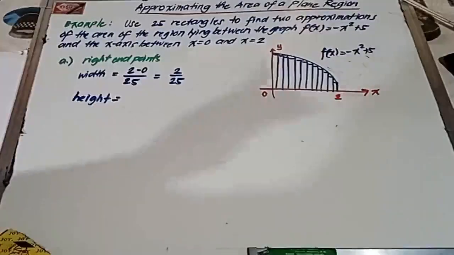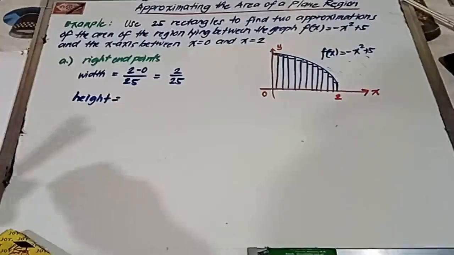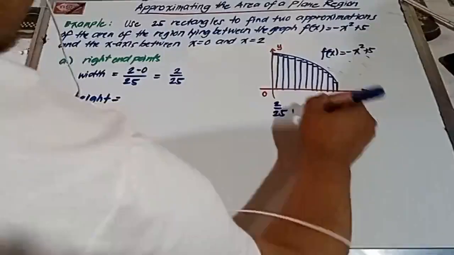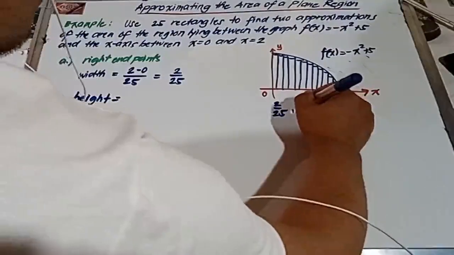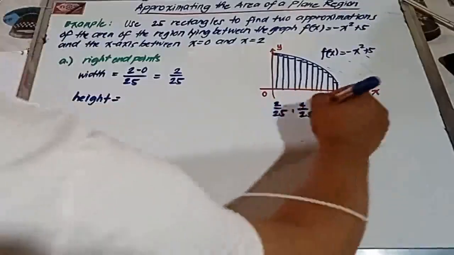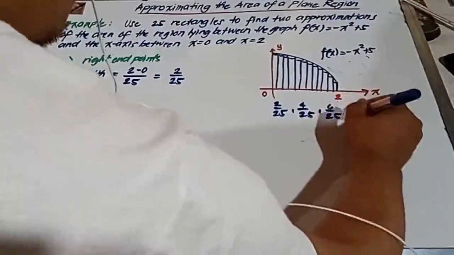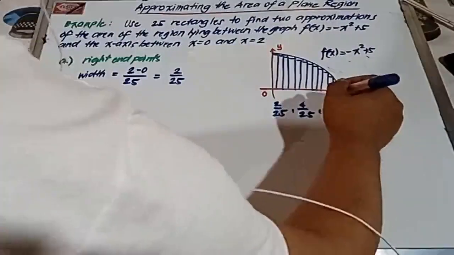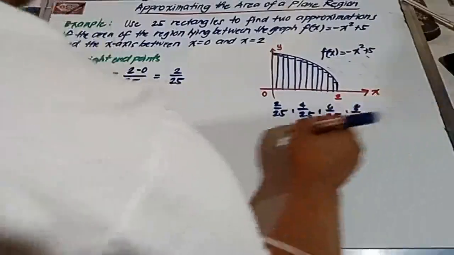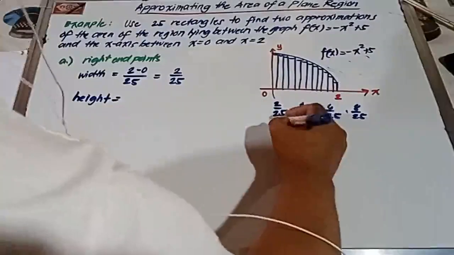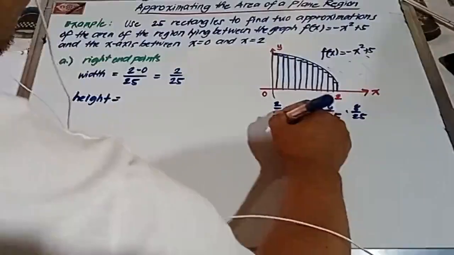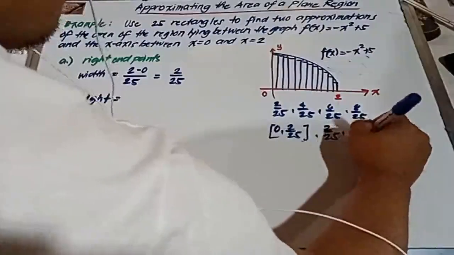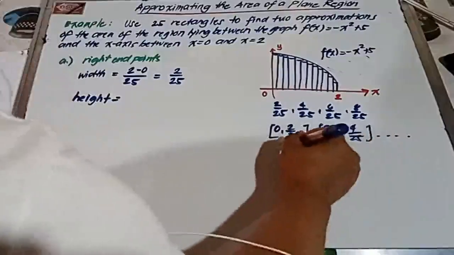yung height natin is kunin lang natin yung ating sequence. So, this is 2 over 25. For the second rectangle, we have 4 over 25. We have 6 over 25, times 1, times 2, times 3. We have 8 over 25. Yan yung kanyang mga endpoints. So, ang interval niya, 0 to 2 over 25. We have 2 over 25 to 4 over 25, etc. So, ito yung mga right endpoint niya.